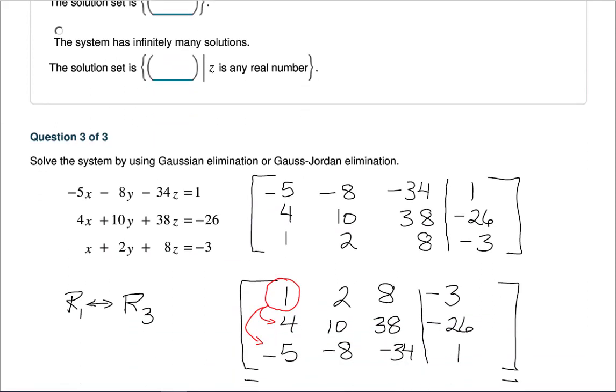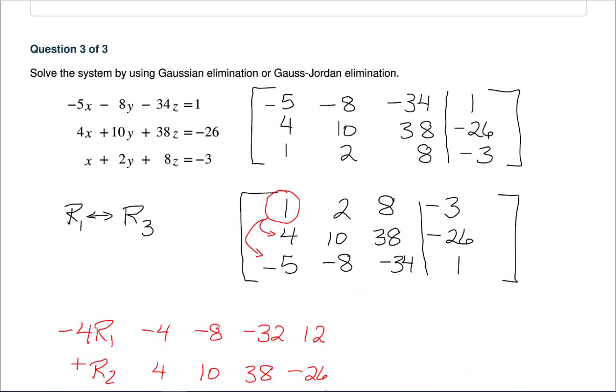Alright, and in question 3, we have our system of 3 equations and 3 unknowns. I convert that to our matrix. I see there's the 1 I want, so I'm simply going to swap out row 1 and 3. So good, got a 1 where I want it. And now I'm going to use the 1 to make 2 zeros.